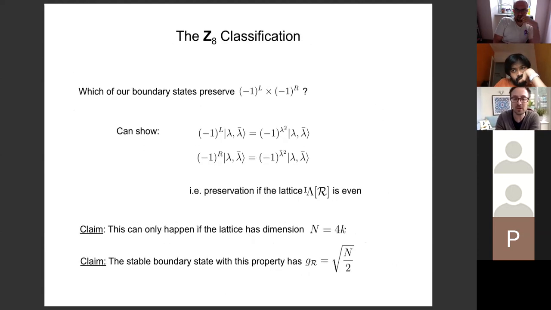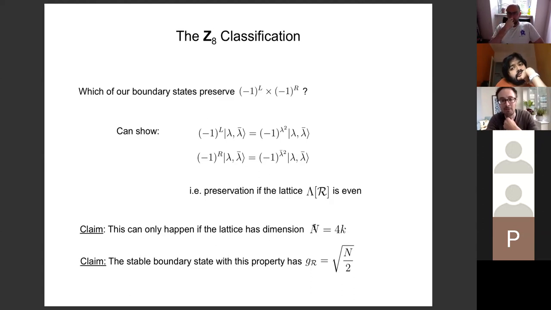It turns out that this holds if the lattice is even. Even means that for every point in the lattice, the length squared is an even number, not an odd number. And so then there's a question you can ask. When can you have even lattices of the type lambda_R? Remember, lambda_R is defined by one lattice being rotated into itself by this reflection matrix.